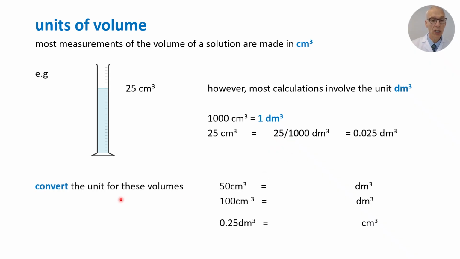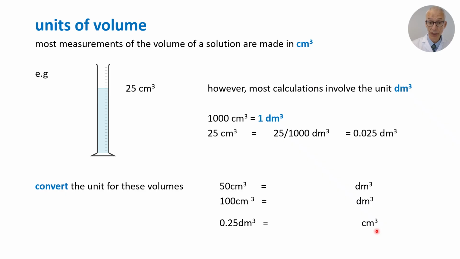Okay, so try converting the unit for these volumes. 50 centimeters cubed, how many dm cubed? 100 centimeters cubed, how many dm cubed? And 0.25 dm cubed, how many centimeters cubed? Stop the lesson, do the calculation, come back to check when you are ready.